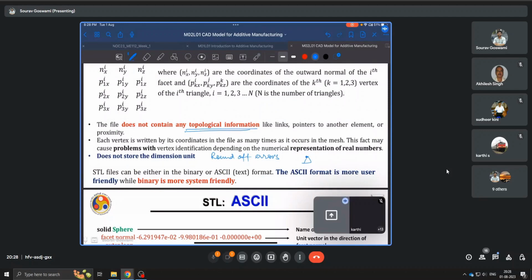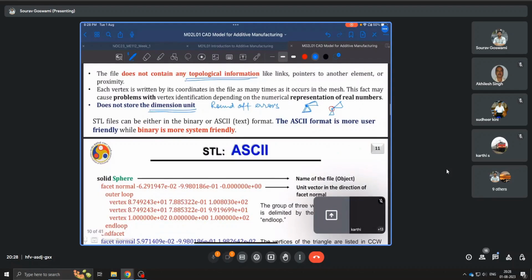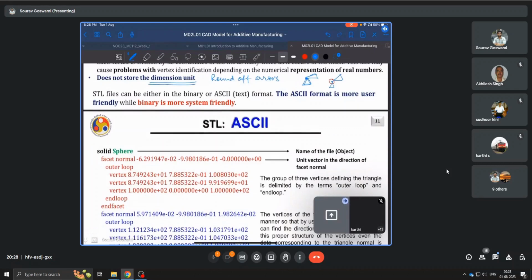So this point is supposed to be part of both of these triangles, but over various iterations, the coordinates get separated enough for a gap to exist here. This is because of round off errors which are used in computation. And STLs do not store information about the dimension unit. So it's just parametric information. You don't know the exact dimensions. You can scale it up or down. Among two formats used for storing STLs are the ASCII format, which is more user friendly, and the binary format, which is more computer friendly.